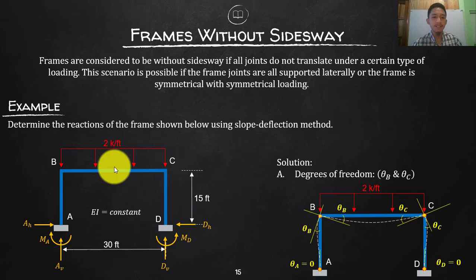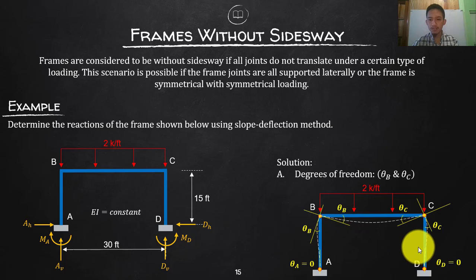Okay. So again, this is your problem. That is a frame without sidesway. So we are just dealing here with theta on both ends, or rotations of joints. Okay, we will not be having a delta in our SDE. We will not be having translations. So again, just like on beams, the first step is to determine the degrees of freedom. These are your unknown rotations or deflections, but again, this is a frame without sidesway, so there is no translation, only rotations.